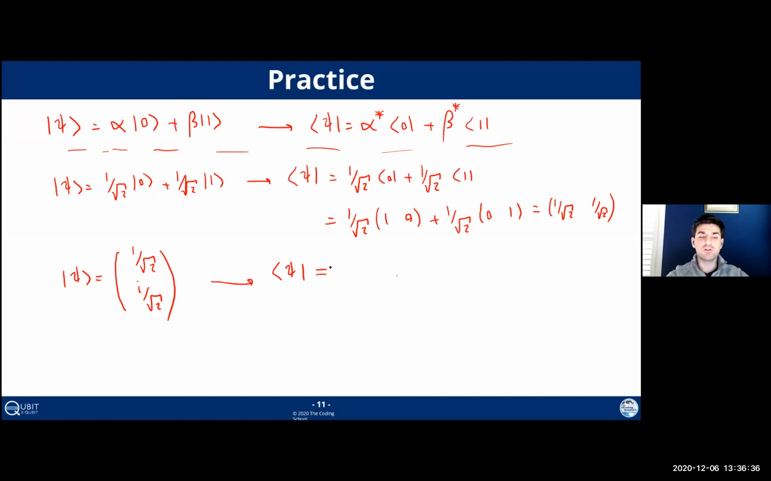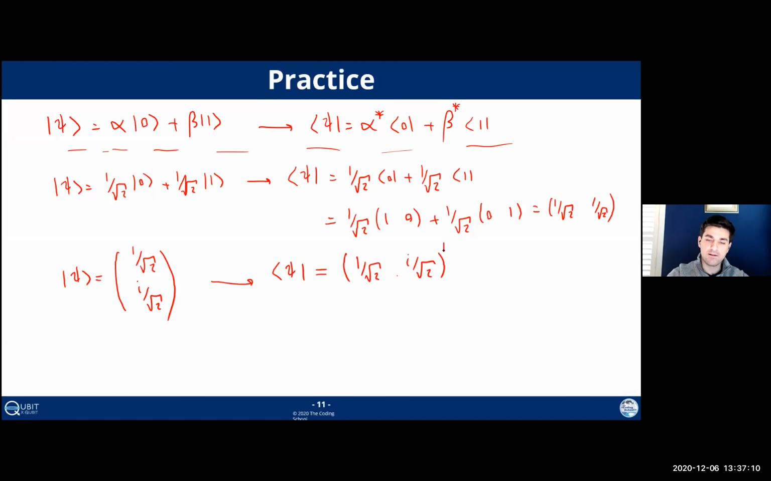Okay, so as I mentioned earlier, a bra is the conjugate transpose of a ket. So now let's use that approach to figure out what the bra of psi is. Okay, so first I will transpose the state. So I have 1 divided by square root of 2 on the top. Now it's going to be, again, that's still going to be the first entry here. And the 1 divided by square root of 2 is going to be the second entry.